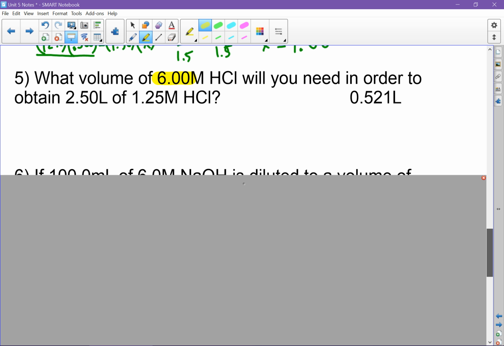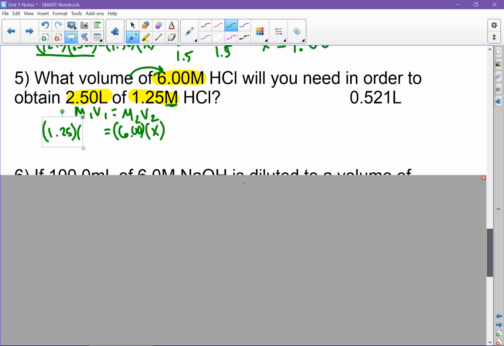Highlight all the numbers that you need. And then go ahead and write your formula, M1V1, M2V2. So this one says I am looking for a volume, so I don't know volume. But it tells me that the molarity that goes with that volume is 6.00, so that goes right next to it. The original molarity that I have, here's another M number, is 1.25. And the volume to go with that is 2.50.